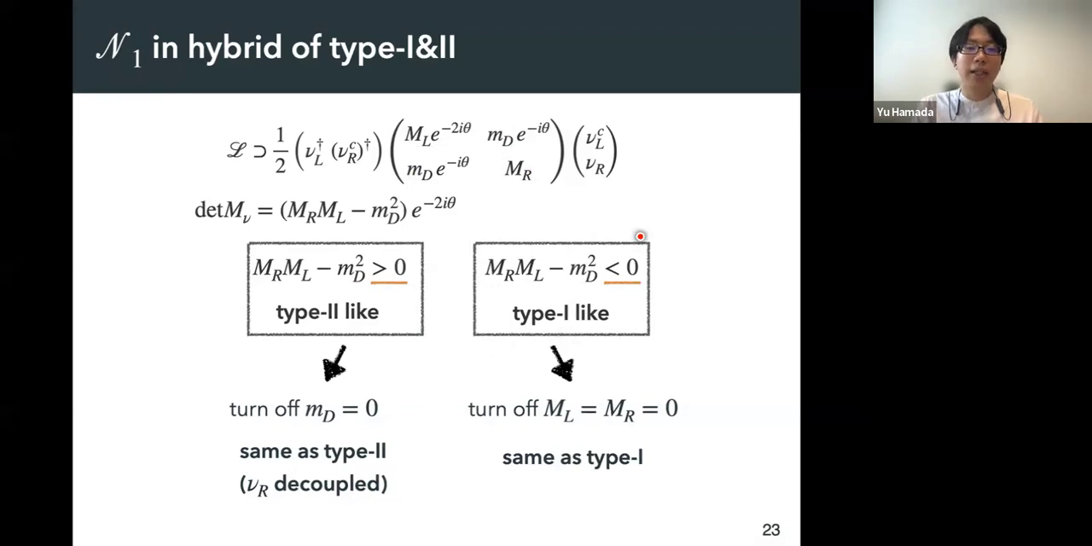So this is the same as the type 2 seesaw model. On the other hand, in this case, we can turn off the Majorana masses ML and MR here, and keep this quantity non-zero. In such a case, we don't have this term and this term, and this is completely the same as the Dirac fermion case, which is the same as the type 1 seesaw case. So we can see that in both cases, the topological invariant is equal to 1. That means this gives a single Weyl fermion in the background of the Z string.